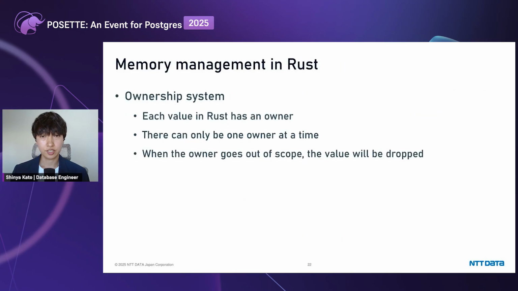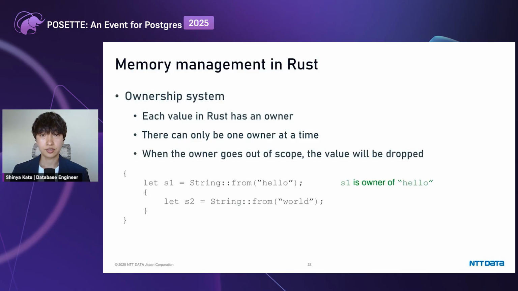Next, I will very briefly explain Rust memory management. Rust manages memory using a concept called the ownership system, which has three main rules. Each value in Rust has an owner. There can only be one owner at a time. When the owner goes out of scope, the value will be dropped.